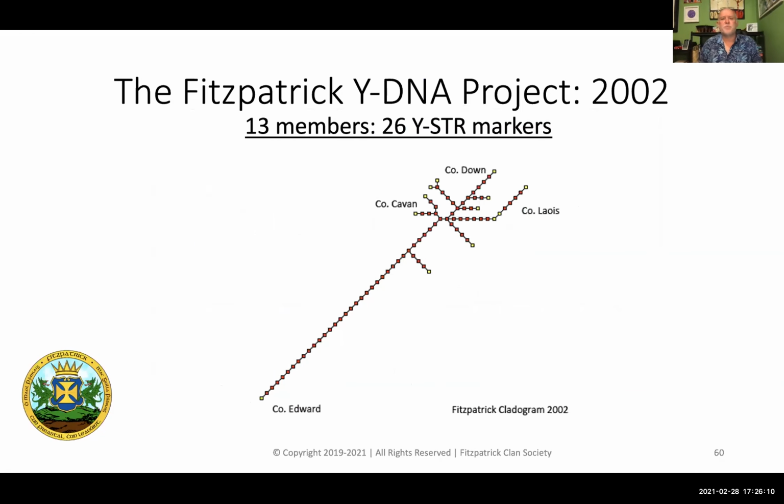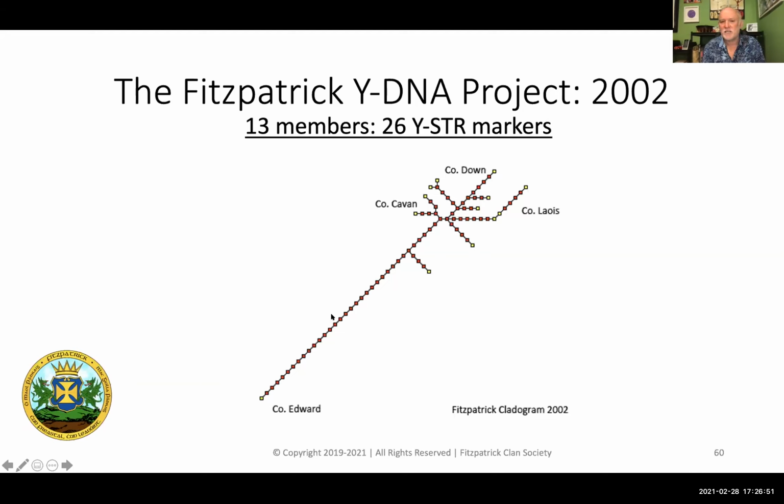Looking back, just briefly, I want to recap where we've come from and where we've gone. I talked about Colleen when she started the project in 2002. She reported 13 members with 26 Y STR markers. It's kind of remarkable that she was able to do anything with this now, because I look at that and I think, wow, there wasn't really much data. But what Colleen could observe is that there was a group from Leitrim, a group from Down, and a group from Cavan who seemed to be grouped together. There were a few other little groups that she couldn't really do anything with. There was a guy called Edward Fitzpatrick, who I've called County Edward, because he was way off all by himself.